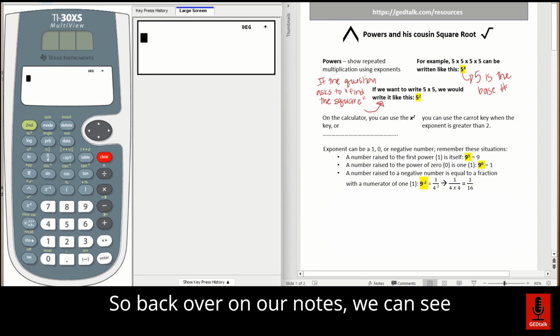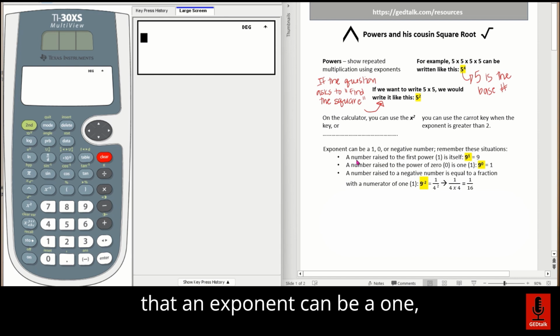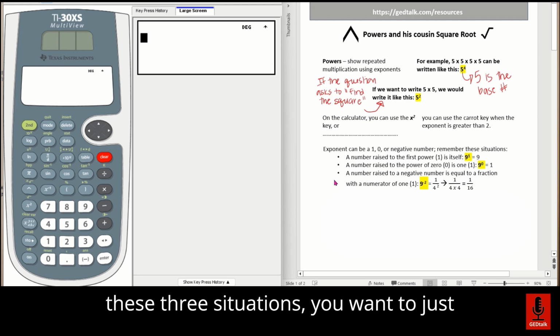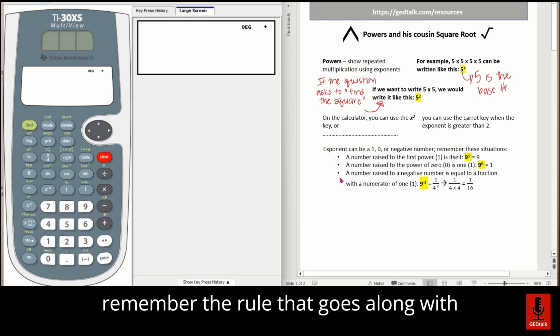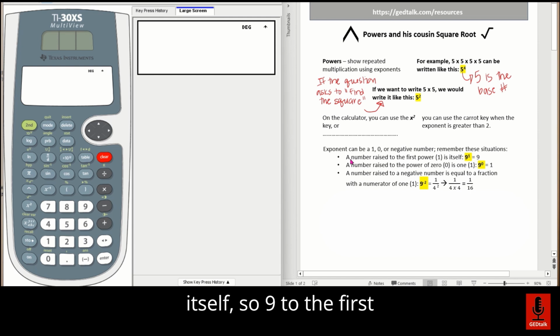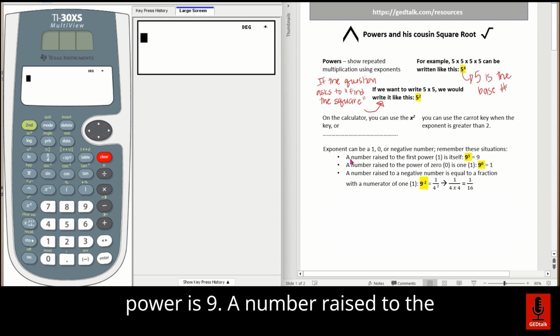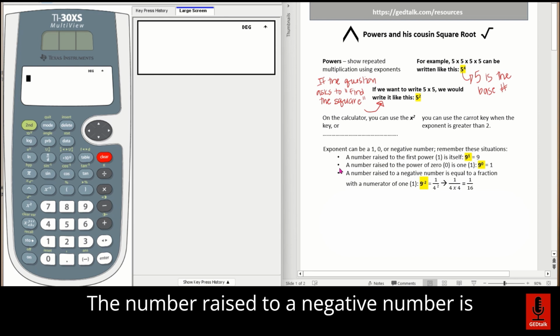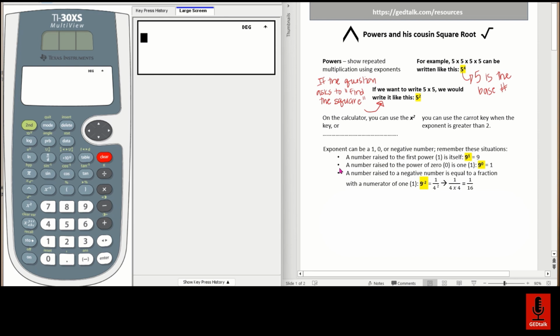So back over on our notes, we can see that an exponent can be a 1, 0, or a negative number. For these three situations, you want to just remember the rule that goes along with each. A number raised to the first power is itself. So 9 to the first power is 9. A number raised to the power of 0 is 1. So 9 raised to the 0 power equals 1. A number raised to a negative number is equal to a fraction.